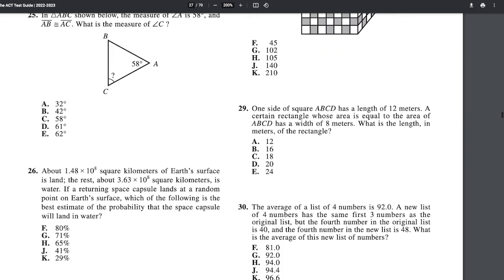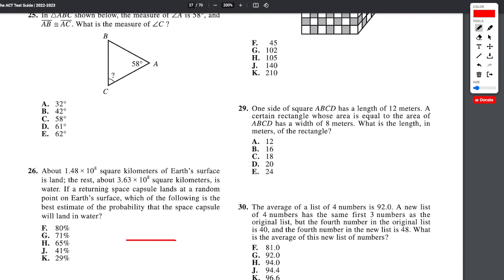Alright, 26. So this one says, let's see, about 1.48 times 10 to the power of 8 square kilometers of Earth's surface is land. The rest is water. If a returning space capsule lands at a random point, what is the best estimate of the probability that the space capsule will land in water? Okay. So our denominator is how much total surface there is on Earth, first of all. We know Earth is mostly water, but what's the total then?